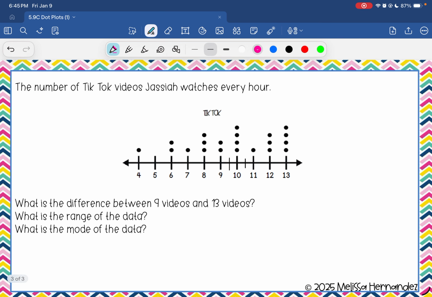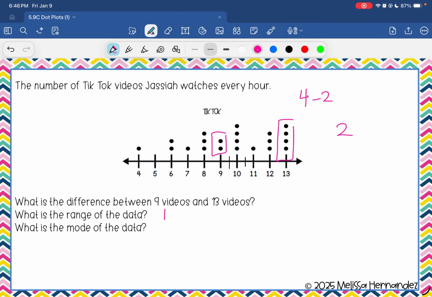The number of TikTok videos Josiah watches every hour. What is the difference between 9 videos and 13 videos? So that's here, 9. So that is 4 minus 2. So the difference is 2. The range means the highest minus lowest, or the greatest minus least, whatever you want to say. So it's 13 minus 4, and that would equal 9.